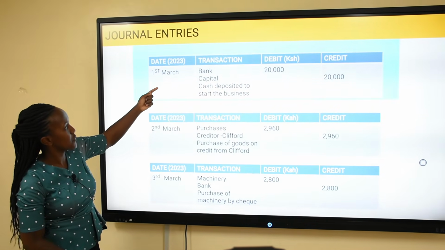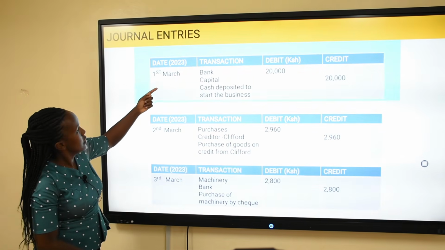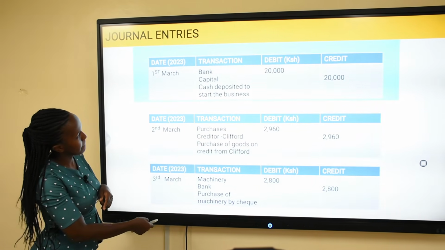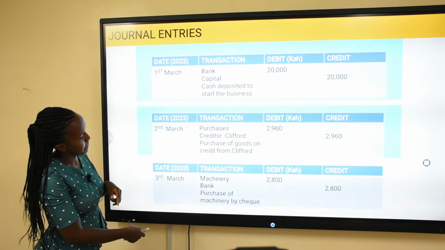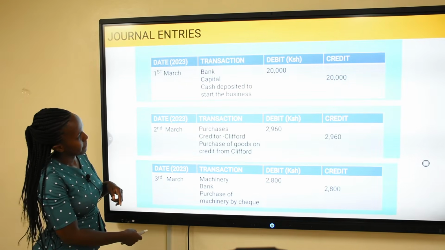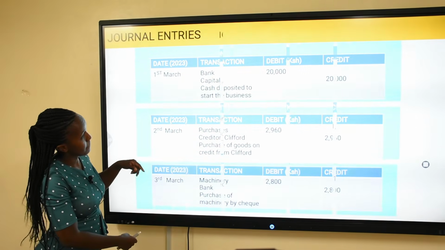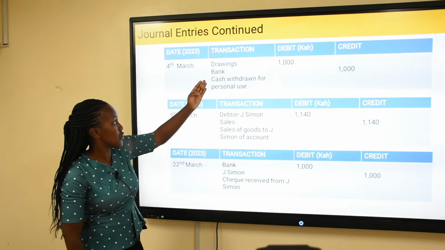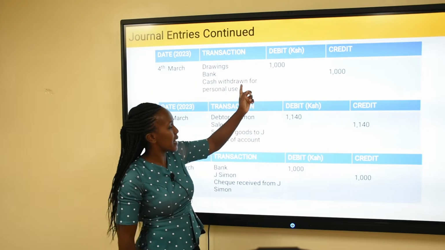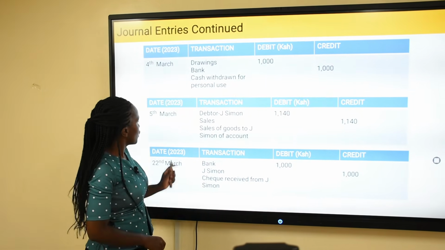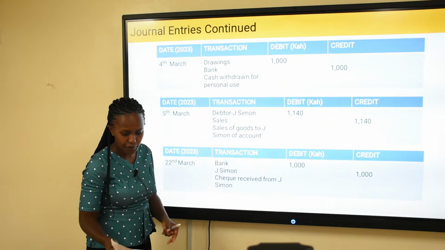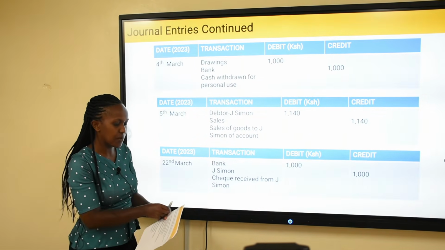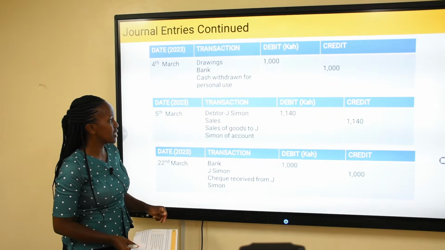It's what we have here, that on 4th of March, the drawings are debited while the bank is credited. So, the next transaction on 5th, it says that he sold goods on credit to J. Simon.